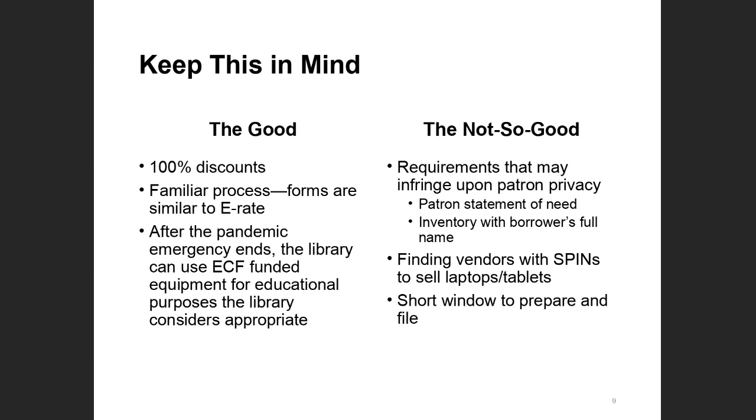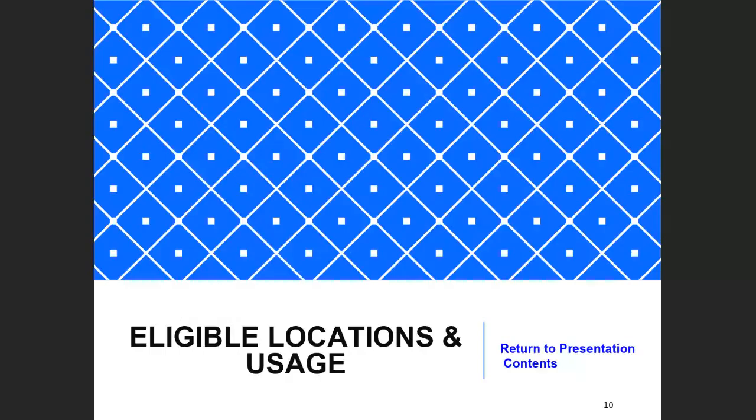As I already mentioned, it may be difficult to find service providers that participate in E-rate or the ECF and already have that ID number they need, particularly if you're looking for a company to sell you laptops or tablets. And we just have a short time to get everything together, figure out what we need, go through some kind of procurement process, and then fill out the application. This is all happening much more quickly than we're used to with federal programs. So next up, let's talk about where you can use these services and how they can be used.